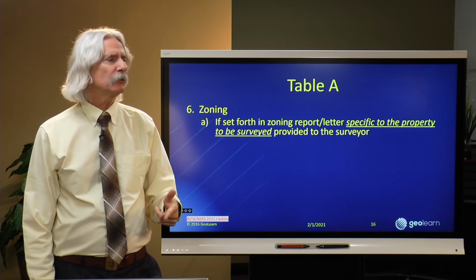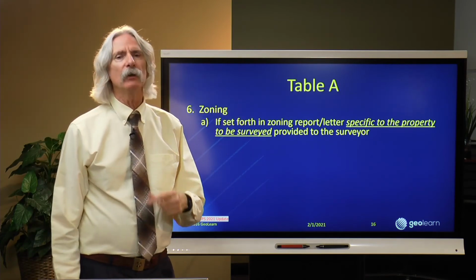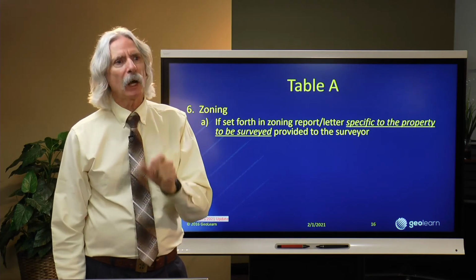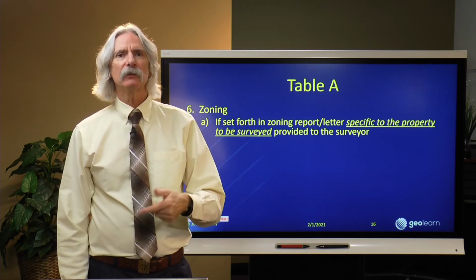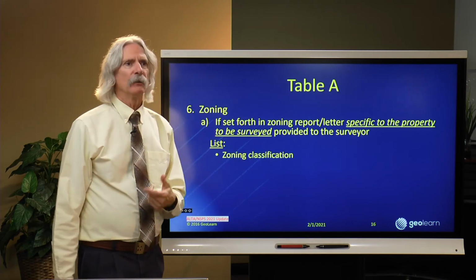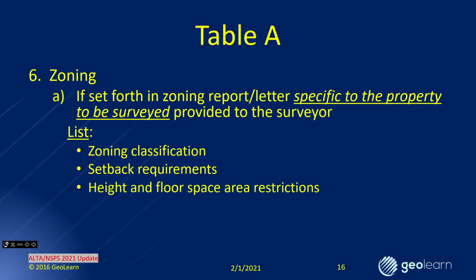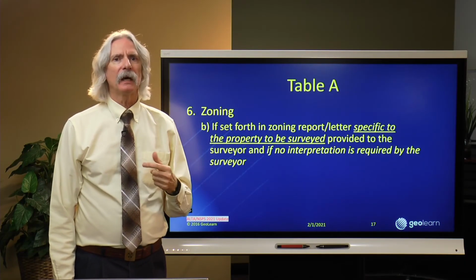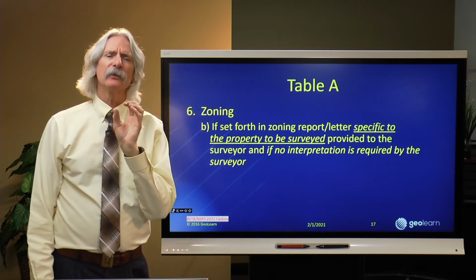So for 2021, we said if set forth in a zoning report or zoning letter specific to the property to be surveyed, if that is provided to the surveyor, then we will list those items: the zoning classification, the setback requirements, the height and floor space area restrictions, and the parking requirements. The second Table A, item 6, is 6B, and this is another option, and it's the same issue.